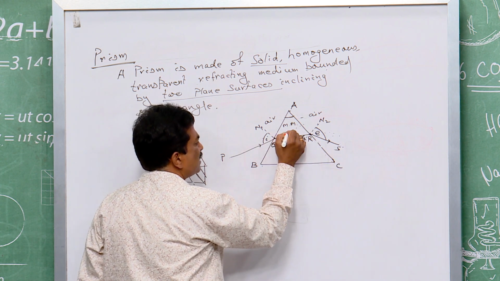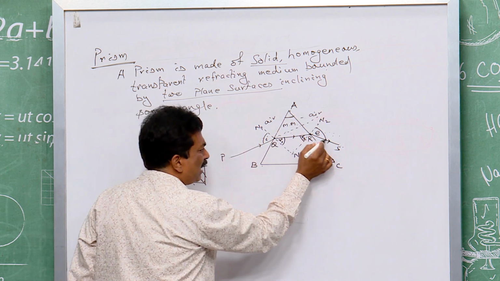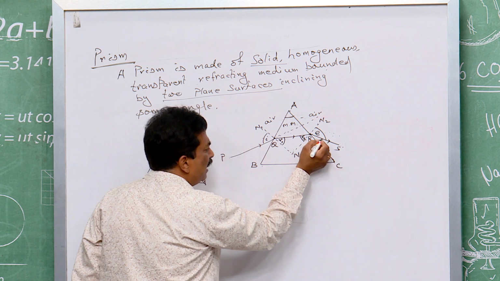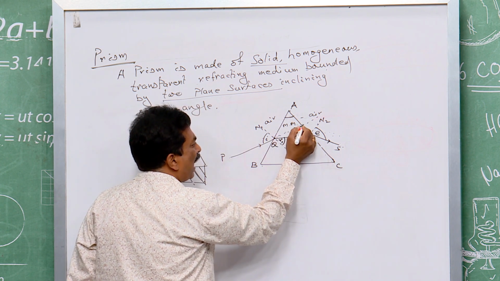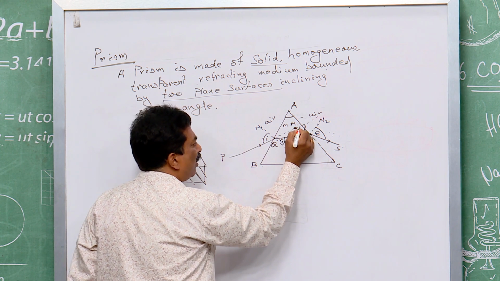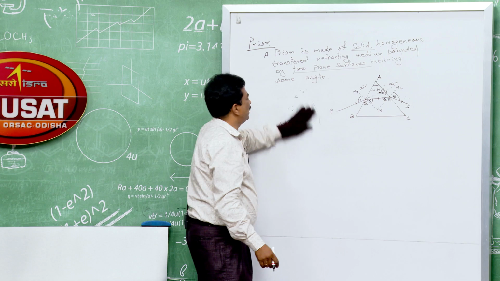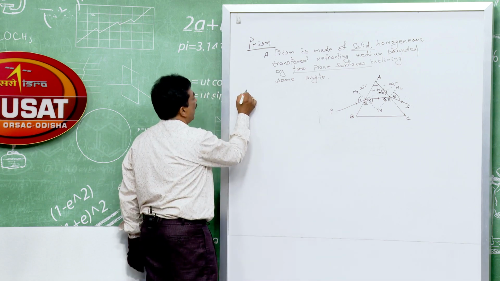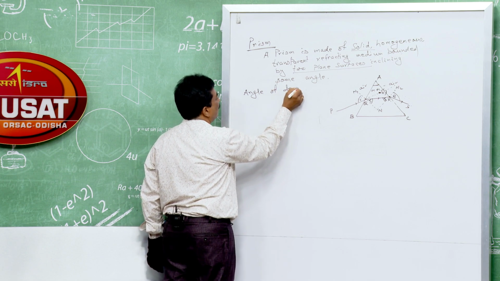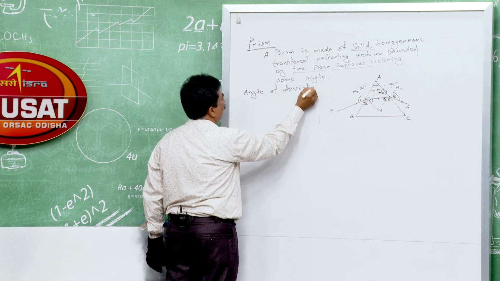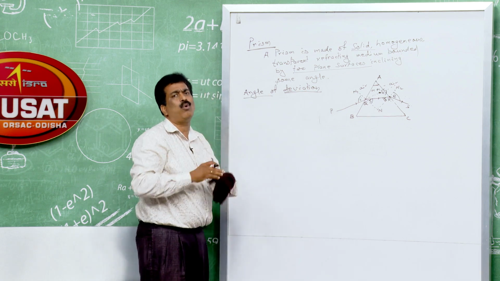So if the initial ray is passed, it will go in this direction, and this is the final ray, it is going in this direction. If we extend this final ray, it will meet at a point, and the angle which they form is known as the angle of deviation. So deviation means what? To go away from its own track.